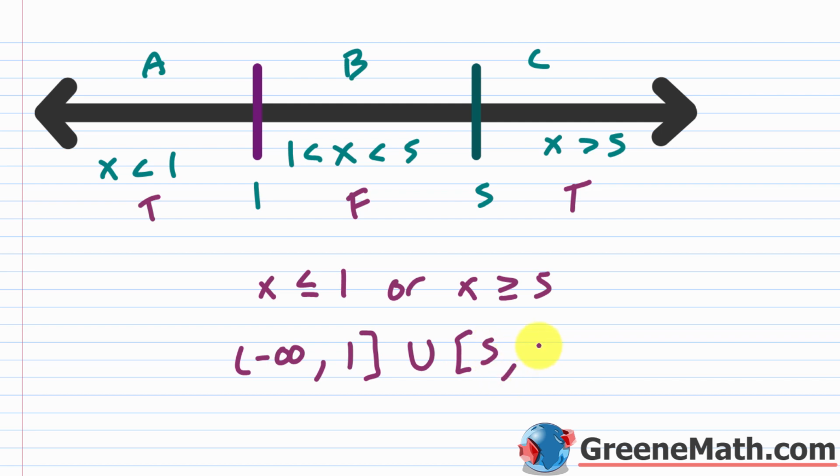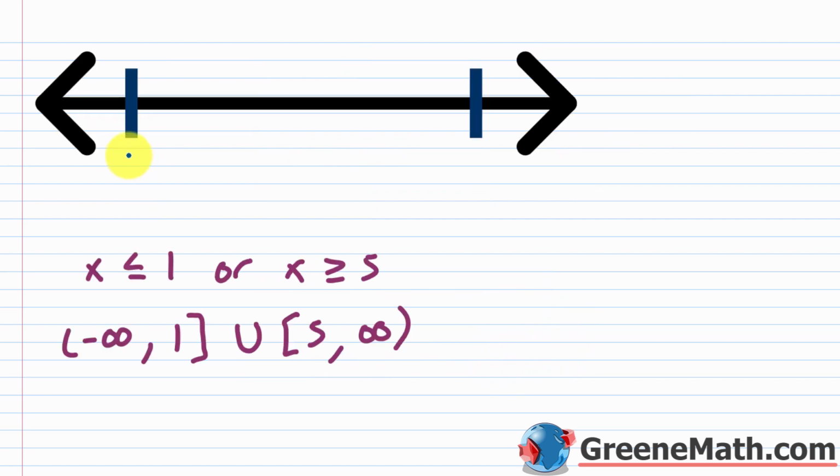So from 5 going out to +infinity. All right, so let's put a 1 there and a 5 there. And again, I'm just going to use a bracket with each. So I'll use a bracket here to show 1 is included, and then I'm just going to shade everything to the left. Here I'll use a bracket to show 5 is included, and I'll shade everything to the right.